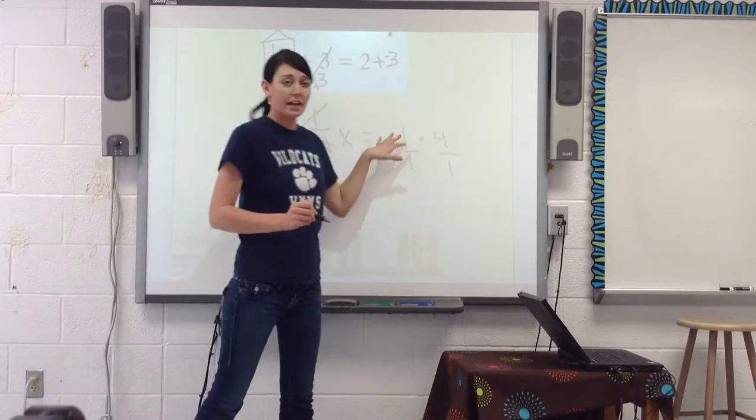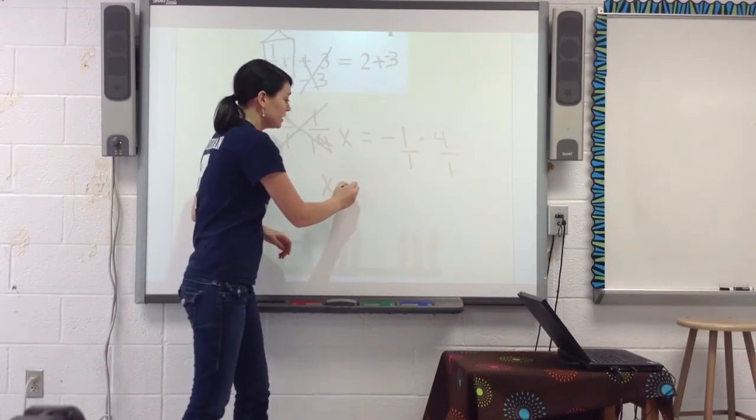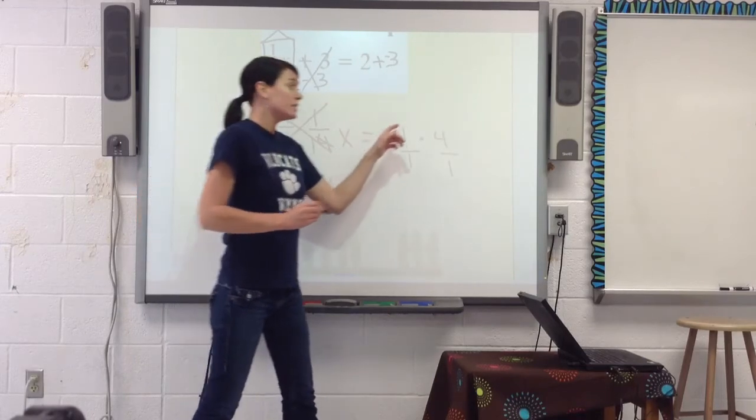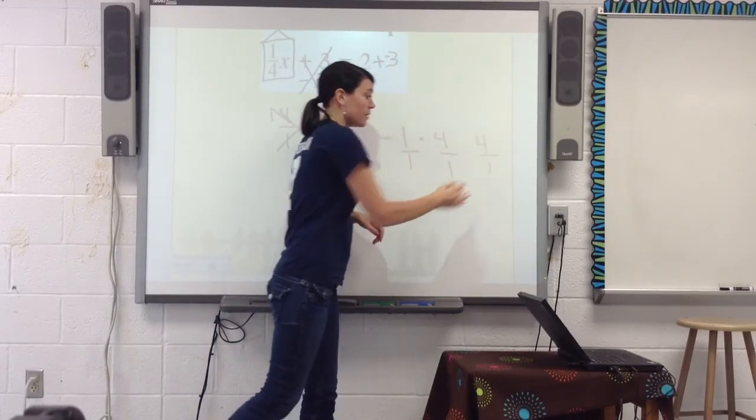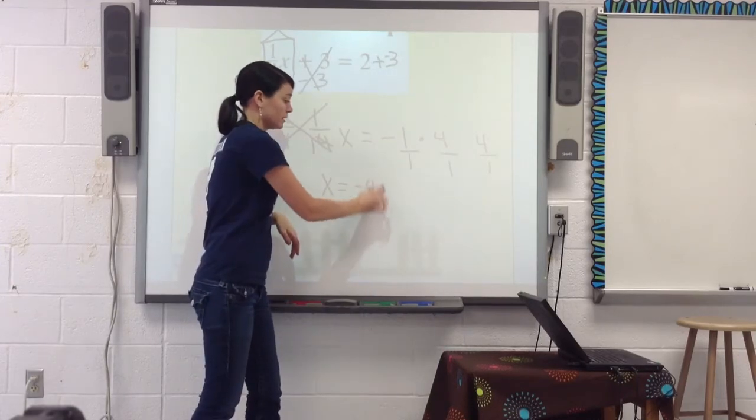Over here you have a negative times a positive. We're going to get a negative answer. 1 times 4 is 4. 1 times 1 is 1. 4 divided by 1 is 4. So we end up with -4.